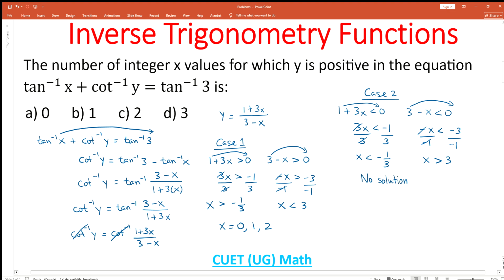That means in the given equation, y is positive for integer x values 0, 1, and 2. So there are three integer x values. That means the answer should be option D, because we have to find the number of integer x values for which y is positive in the given equation. This should be the final answer for this problem. So these are the steps you have to keep in mind to solve this problem.